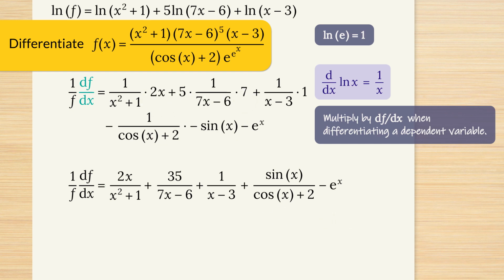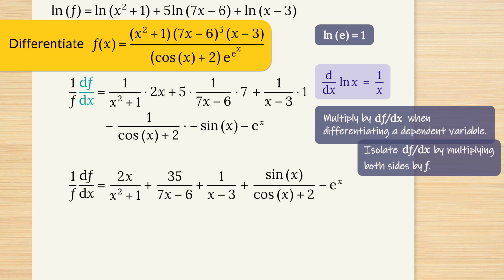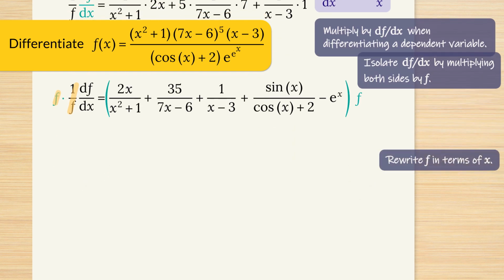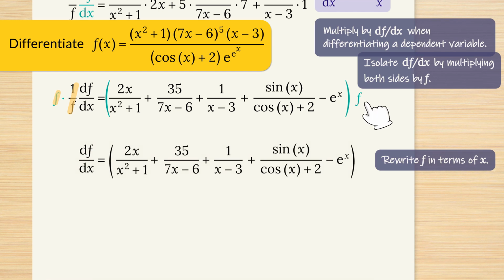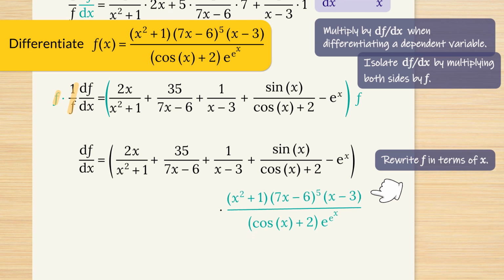Assignment and exam questions often want us to have a derivative that's explicit in terms of x, meaning we have to isolate df dx. We can do that by multiplying both sides of the equation by f. Notice that on the right side, we have all those terms. Those are all multiplied by f, so we have to throw in those huge parentheses around that entire side. And we have to express f in terms of x. We're told that f is equal to this huge thing, so just plonk in this big thing for f.